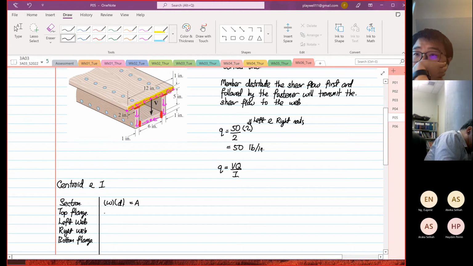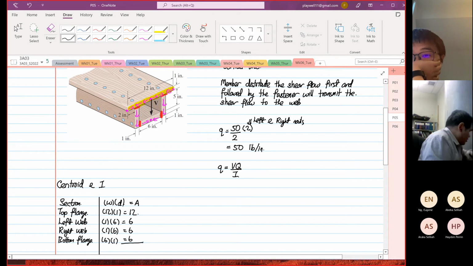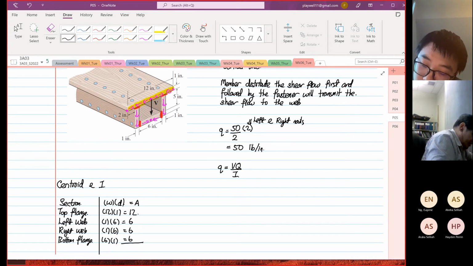So the top will be 12 and 1, that's 12. And then our left web, the width is 1, and I'm going to take the depth as 6. So 6, 1, 6, this is 6. And then the bottom flange, the width is 6 and 1, so it's 6. If I add all of them, I have 12 plus 6 plus 6 plus 6 is equal to 30.